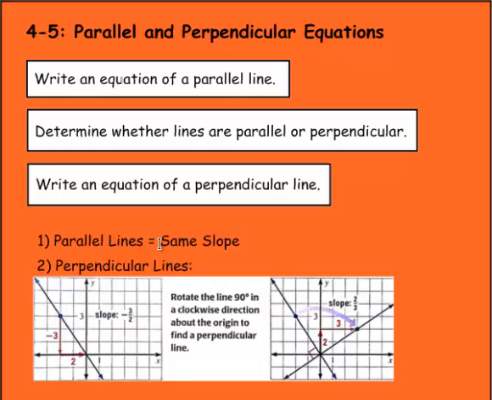Parallel lines just have the same exact slope. They're just higher or lower on the y-axis than its parallel partner. Perpendicular lines are a little more complicated, but it's still not too bad.